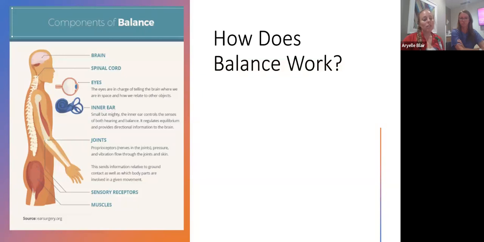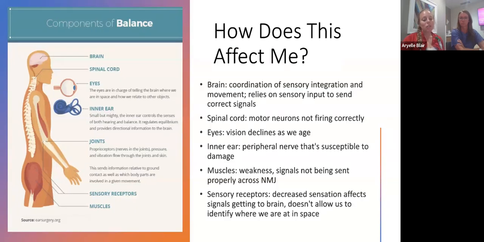Some really key components to balance are listed here on the left. And on this next slide, I'm going to talk briefly about why that's important for neuromuscular disease. One of the components of balance is our spinal cord. Motor neurons are housed in our spinal cord. If your motor neurons aren't firing correctly, you're not getting the right input in through your spine, and you're not getting the right motor output traveling down through your spine. With our eyes, our vision tends to decline as we age, so that's one of those three balance systems we can't rely on as heavily.